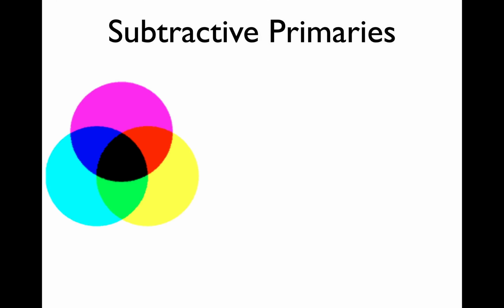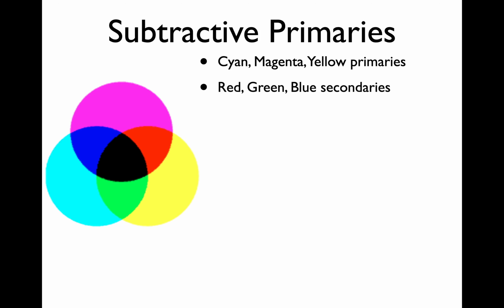The subtractive primaries work in the opposite. So in the subtractive primaries, we have cyan, magenta, and yellow are the primaries. Red, green, and blue are the secondaries. And it works by absorbing light. So why is this thing yellow? Why do you see this as yellow? And I'm putting it here in the white light part. Why does this look yellow to you guys?